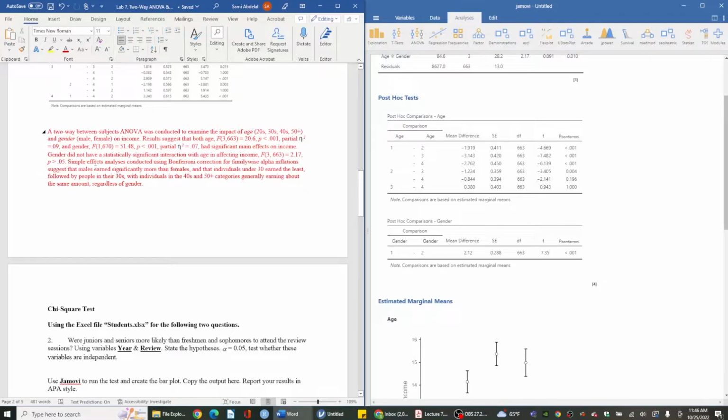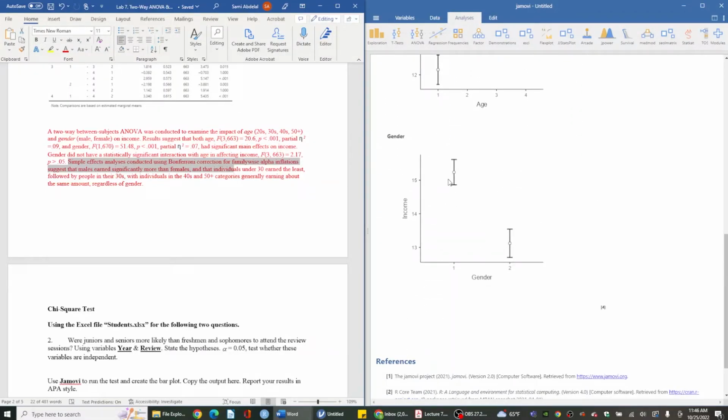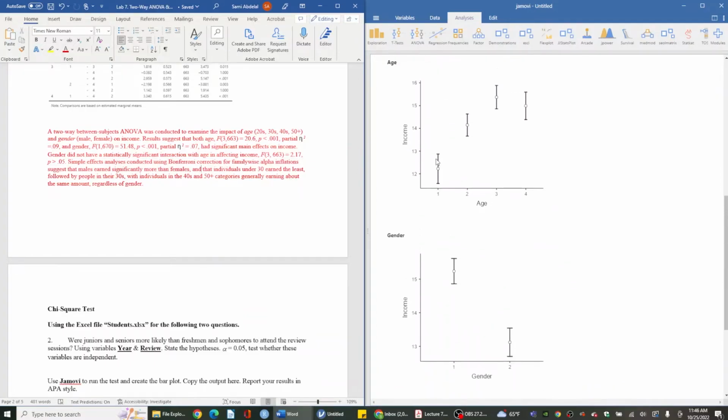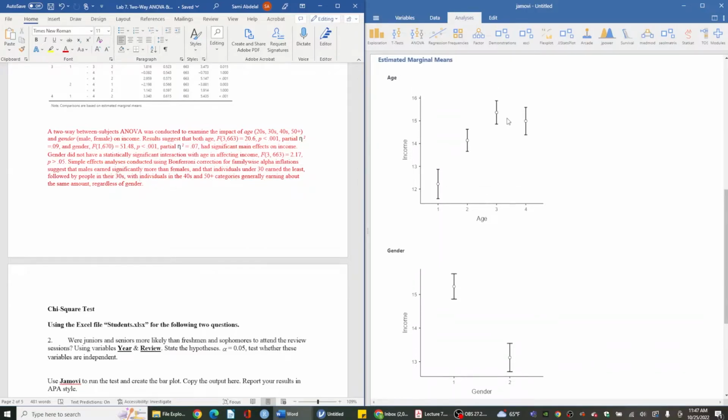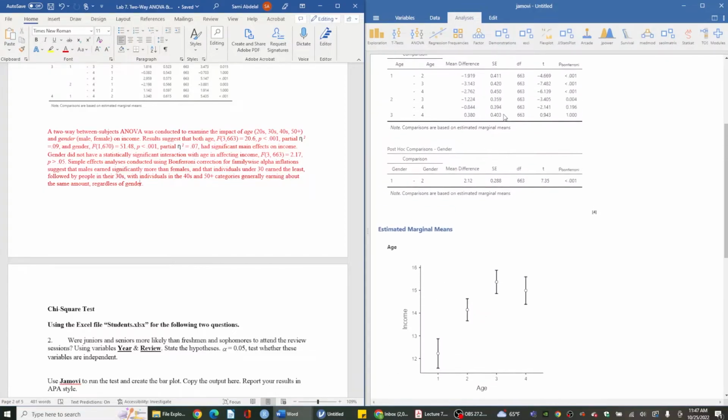So again, simple effect analyses. This was just the post hoc correction for family-wise alpha inflation, suggests that males earn significantly more than females, and that individuals under 30, so that's these guys right here, earn the least, followed by people in their 30s, which would be age 2, with individuals in their 40s and 50s categories generally earning about the same regardless of gender. So right here.